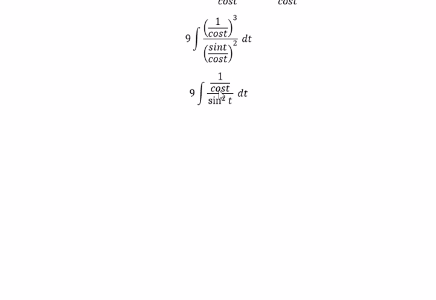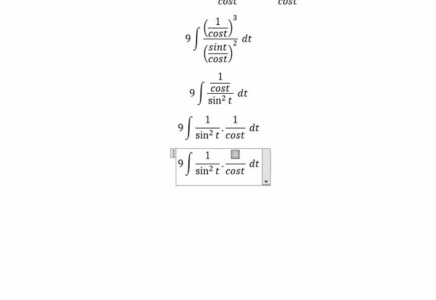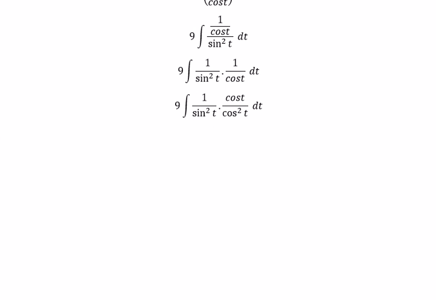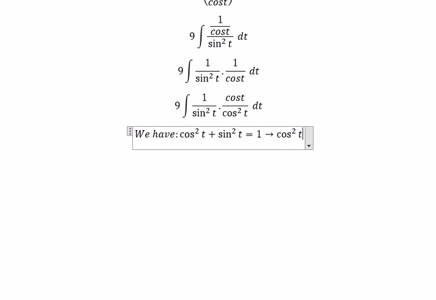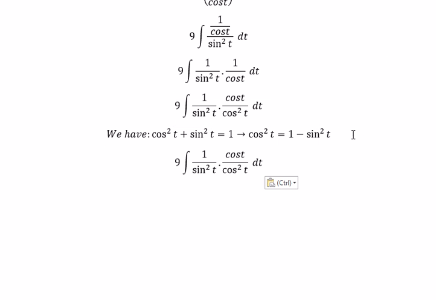Next, 1 over cosine t, we can put 1 over sin t square multiplied with 1 over cosine t. We can multiply cosine t on numerator and denominator. Next, we have cosine t square plus sin t square equal to 1. So we got cosine t square equal to 1 minus sin t square. So we change cosine t square into 1 minus sin t square.